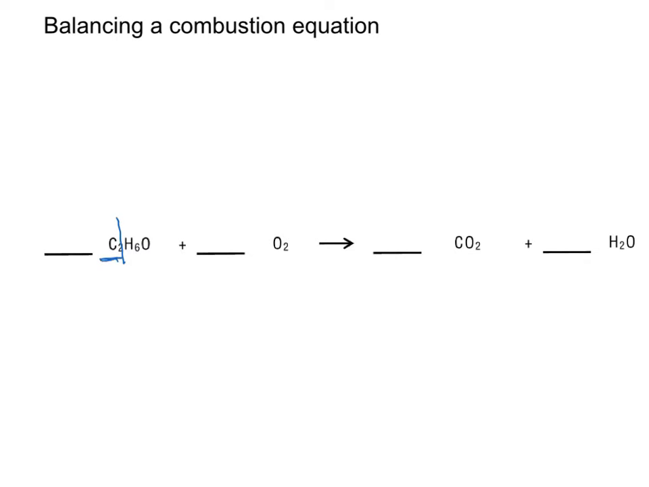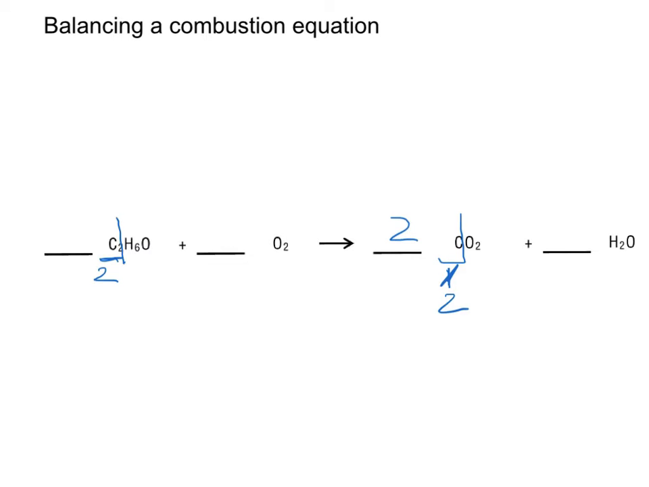left to right. So on the left-hand side, starting with our first element, carbon, I have 2 carbons. On the right-hand side, looking at carbons, I have 1 carbon. Okay, that means I need to increase the amount of carbons on the right. I'm going to do that by giving it a coefficient of 2. 2 times the 1 carbon that's there will give us 2 carbons to balance it out.